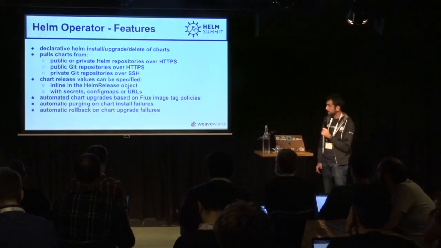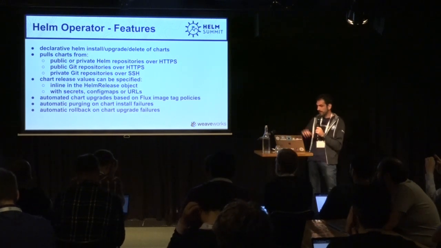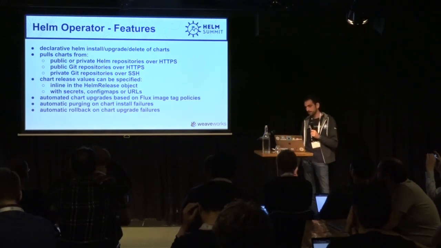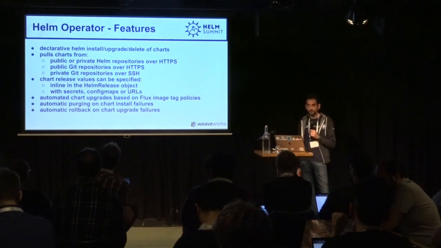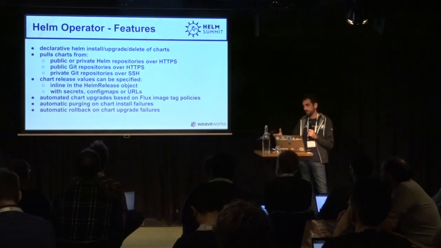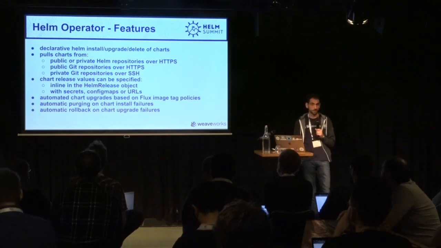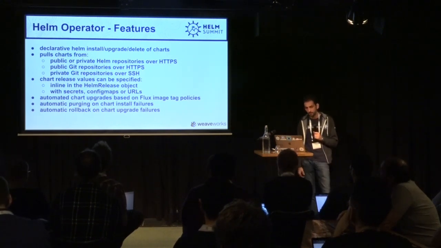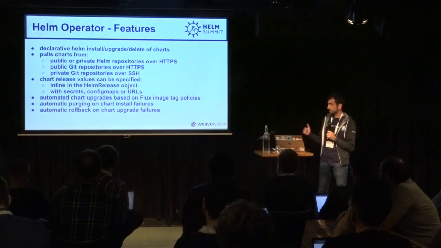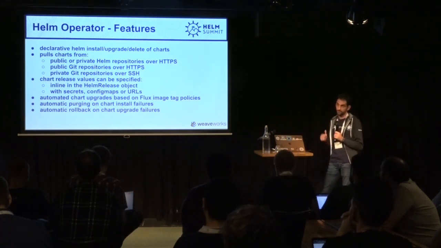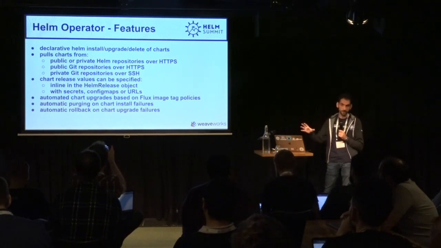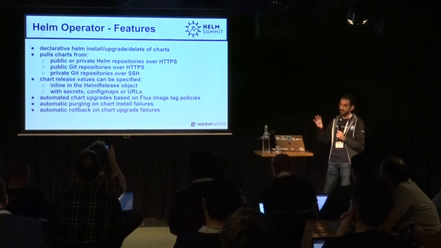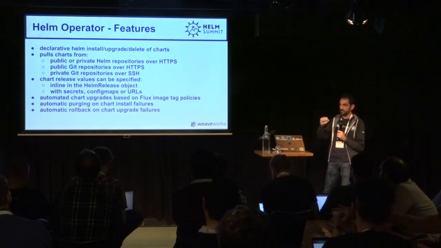Some features that Helm operator has. It makes all the Helm operations declarative. It can pull charts from Helm repositories, like the stable Helm chart. It also can pull charts from private Helm repositories if you have basic auth or other things. And it can also pull charts from Git repositories. So if you don't want to run a Helm repository server and maintain that, you can just keep your charts in Git and point Helm operator to those Git repositories.